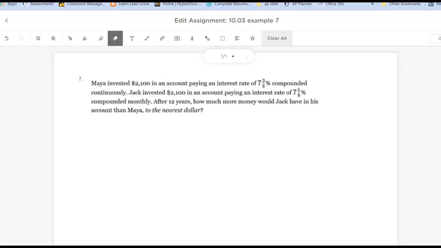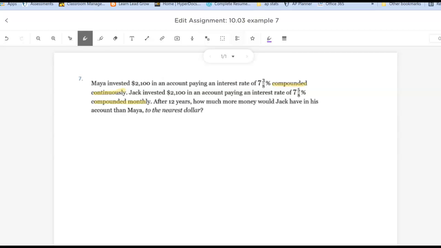Maya invested $2,100 in an account paying an interest rate of 7 3/8% compounded continuously. Okay, so that compounded continuously is really important. Jack invested $2,100 in an account paying an interest rate of 7 5/8%, and that's compounded monthly. That's important. After 12 years, how much more money would Jack have in his account than Maya?